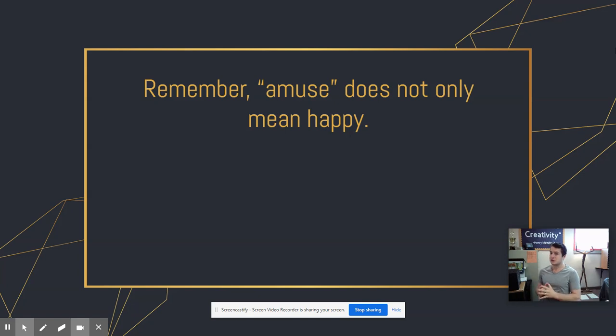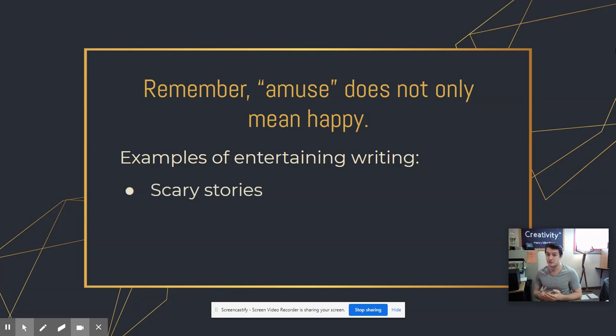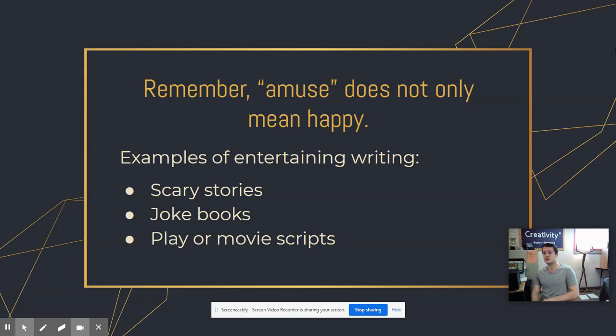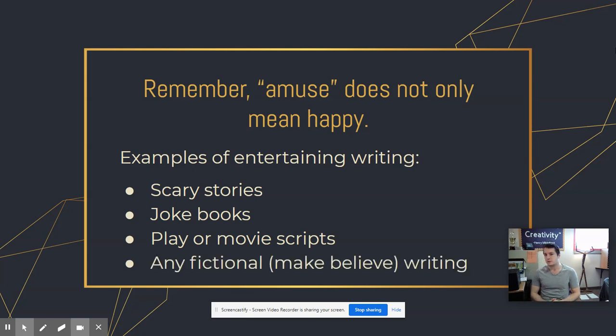That definition doesn't really do us much good if we don't know what that word amuse means. When people hear amuse, often they think amuse means something happy, and it does not necessarily mean happy. When someone writes to entertain, they could be writing scary stories. They could be writing a joke book or play or movie scripts or anything fictional. Of course, fictional means make-believe. And that last one is a big category. Anything fictional that you are reading or writing, the purpose behind that, the primary or most important purpose, would be to entertain the reader. Anything fictional.